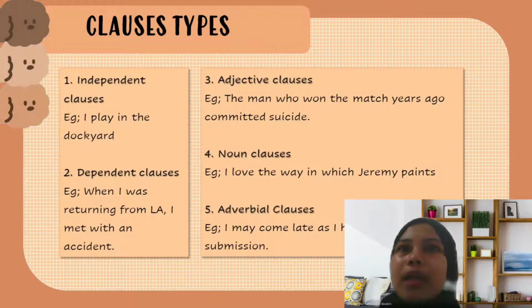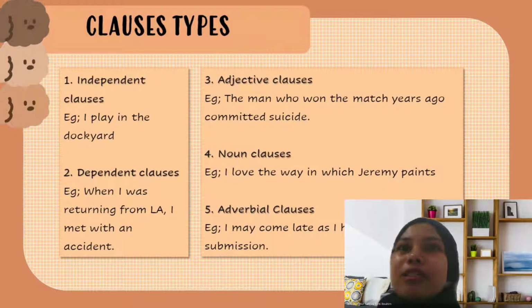Secondly, dependent clauses. Dependent clauses cannot function alone for the sentence completion meaningfully. They need to be used along with the independent clauses for support. Presence of only dependent clause doesn't fill or provide the complete meaning. It is also called as subordinate clause. For example, when I was returning from LA, I met with an accident.